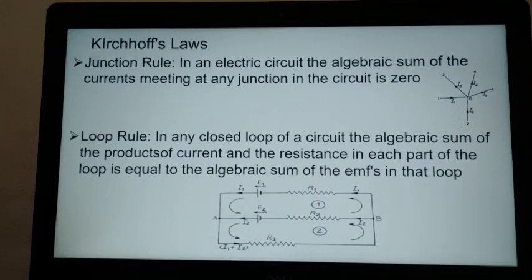Why? Because different currents are meeting at that point. So the currents I1, I2 are entering into the point O. I3, I4, I5 are leaving that junction. So I1 and I2 can be taken as positive. I3, I4, I5 can be taken as negative. So when you are taking the algebraic sum, you have to take I1 plus I2 plus minus I3 plus minus I4 plus minus I5. Simply, we can say I1 plus I2 minus I3 minus I4 minus I5 is equal to 0.